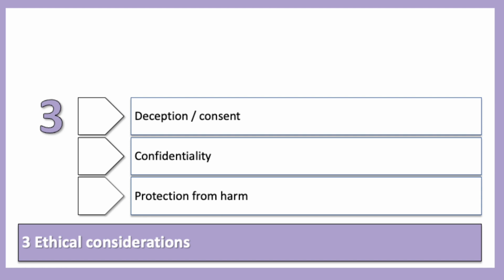3, ethical considerations. So the idea of consent and deception. Do people know what they're actually signing up for? Confidentiality. For example, everything that is said during an interview needs to be kept secret and not shared with people. And then we have the idea of protection from harm. So people that are taking part in your study cannot be harmed because of the work that you're doing. And obviously that links to confidentiality as well.